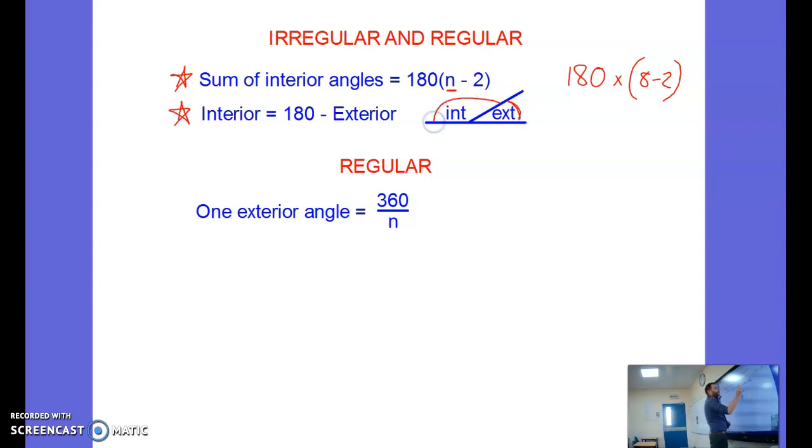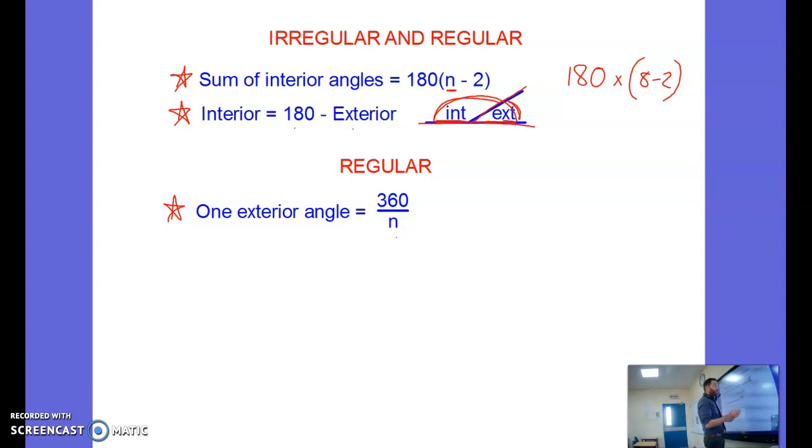Next useful fact is that the interior and the exterior angles, exterior on the outside, interior on the inside, always form a straight line, and therefore they add up to 180 degrees. So if I want to calculate the interior, and I've got the exterior, I do 180 minus the exterior. And my last formula is that in a regular polygon, this is only true of regular polygons, one exterior angle is 360 degrees divided by n.